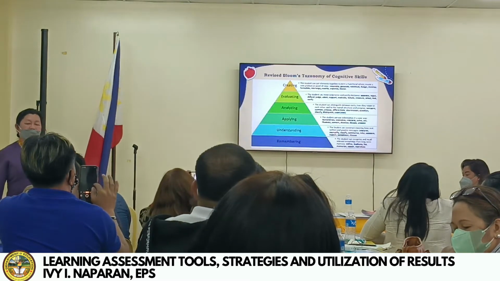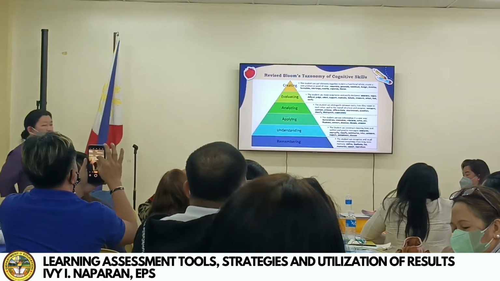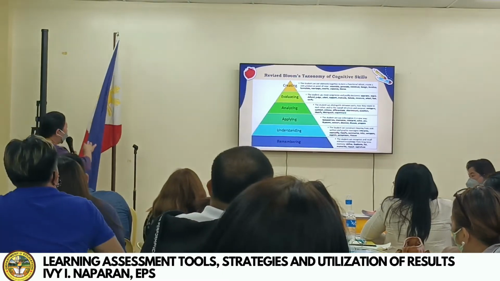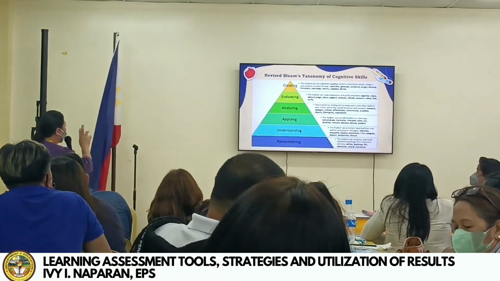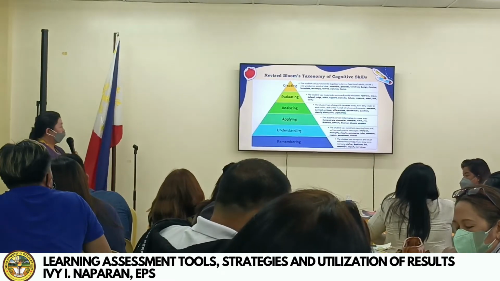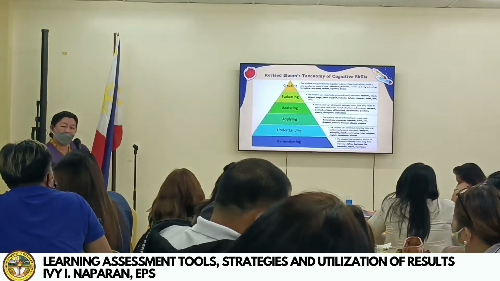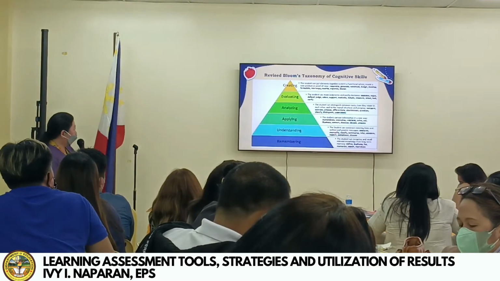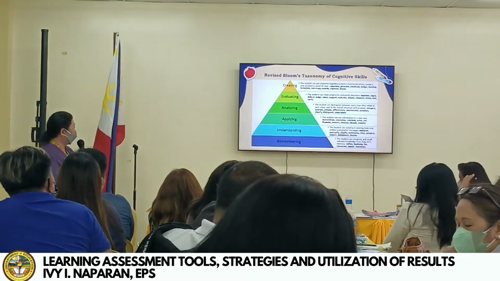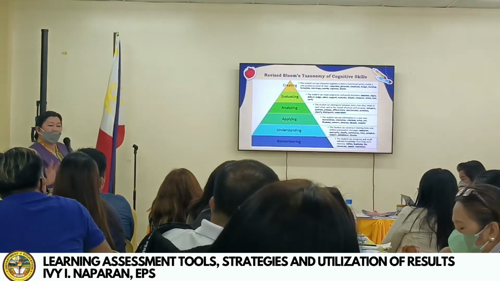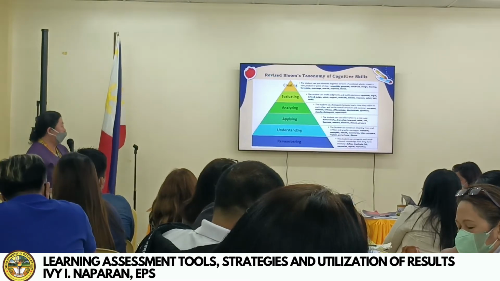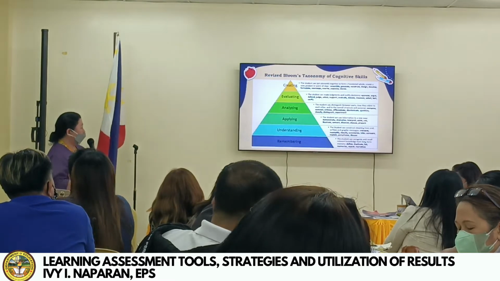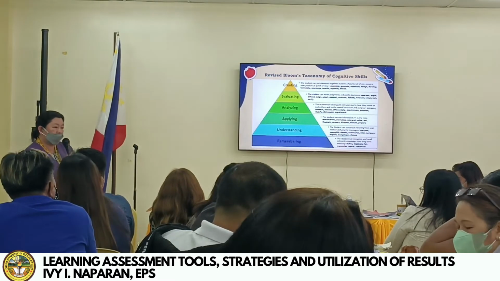When you do unpacking, you always refer to Bloom's taxonomy of objectives. How many levels? 1, 2, 3, 4, 5, 6. The first level is remembering, the lowest level. The student can recognize and recall relevant knowledge from long-term memory. The objectives that may be used: define, duplicate, list, memorize, repeat, reproduce. That is doable, because it is literal.